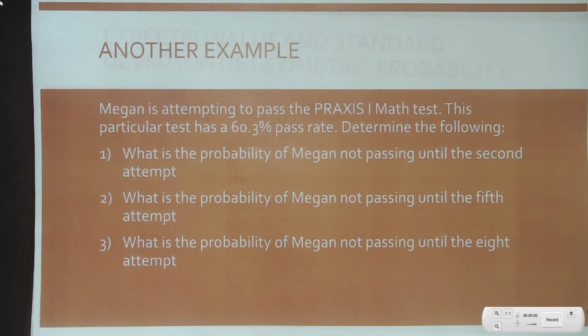Megan is attempting to pass the Praxis 1 math test. This particular test has a 60.3% pass rate. Determine the following. What is the probability of Megan not passing until her second attempt? What is the probability of Megan not passing until her fifth attempt? And what is the probability of Megan not passing until her 8th attempt?